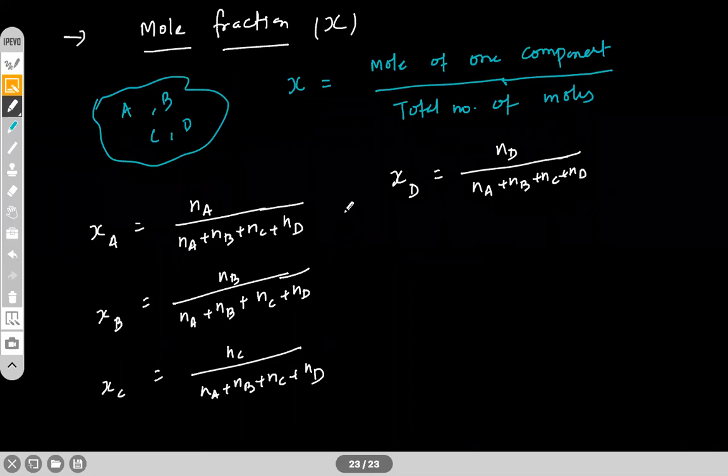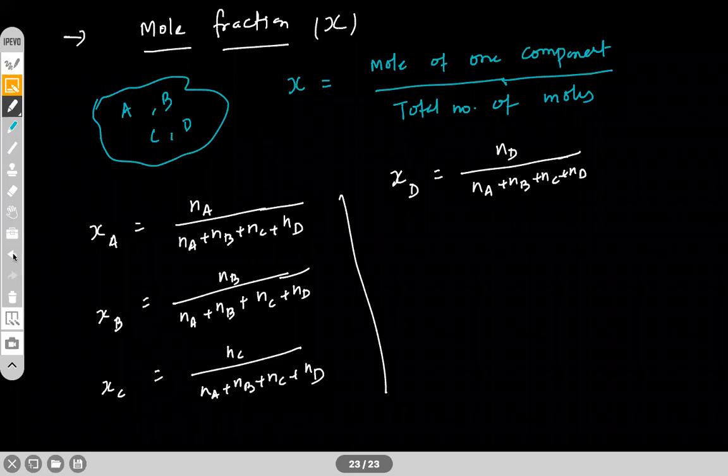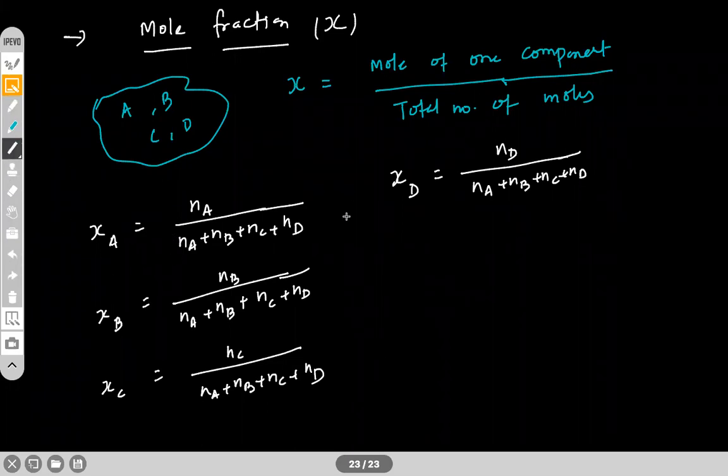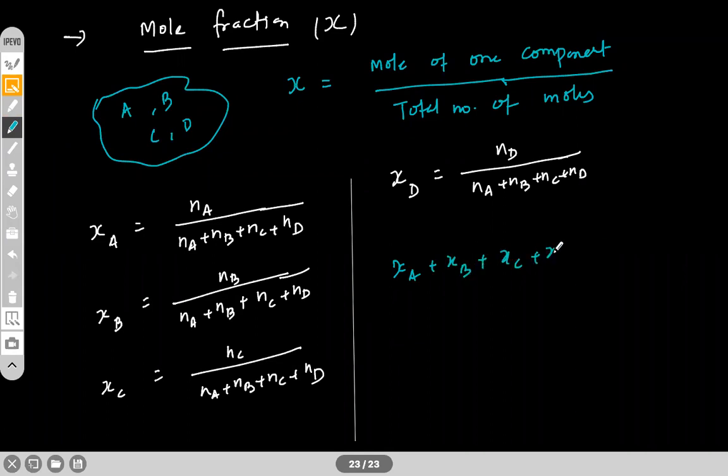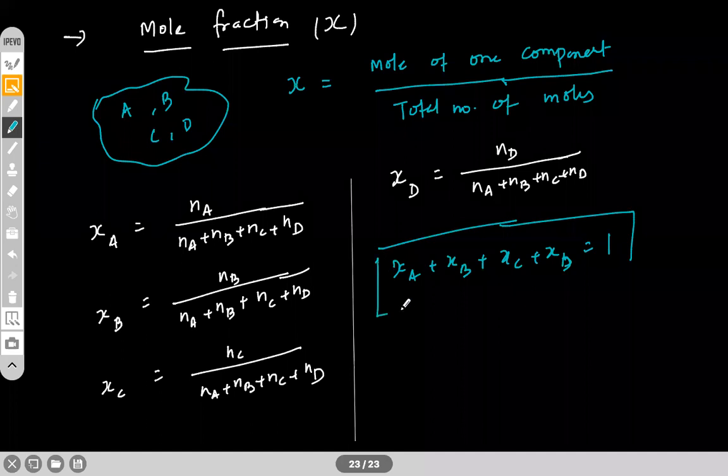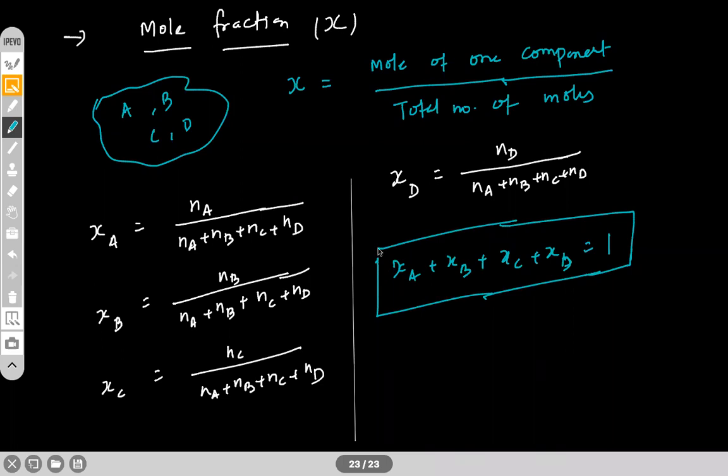So in a given mixture, if you have four different components or any number of components, the sum of the mole fractions of all components will be equal to what? If you add all these, Xa plus Xb plus Xc plus Xd, the sum is always equal to 1. So the sum of the mole fractions of all the components present in a mixture is always equal to 1.